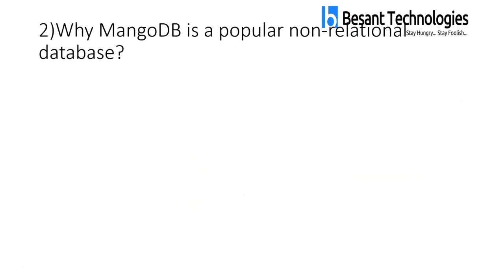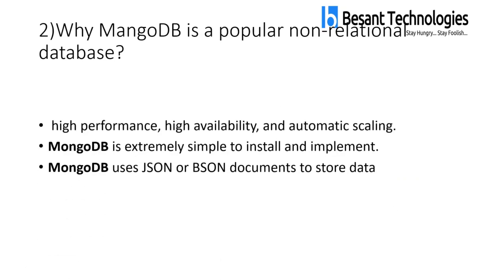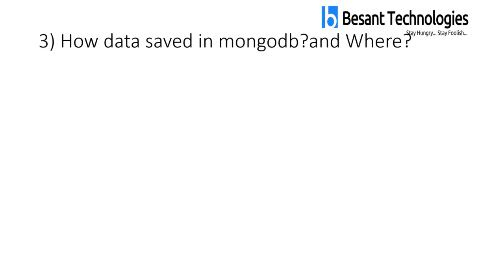Why is MongoDB popular? We have so many non-relational databases, but MongoDB is popular. It is extremely simple to install and implement, and it has high performance, high availability, and automated scaling. You can scale to big data. In big data, we normally use MongoDB. It is very simple to install, and it uses simple JSON and BSON documents to store data. Okay, and the next question.